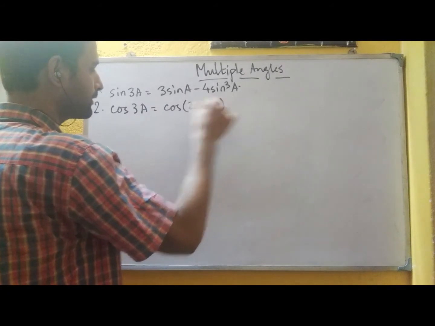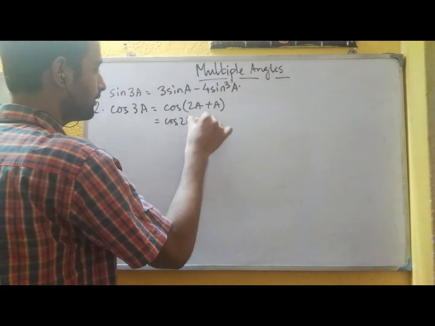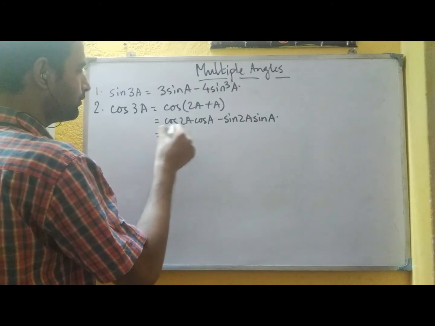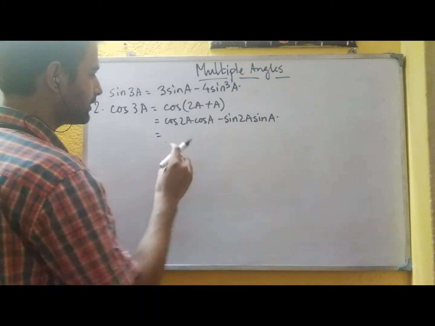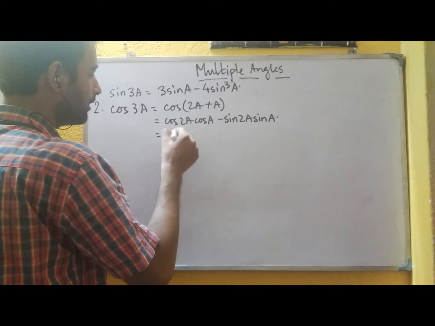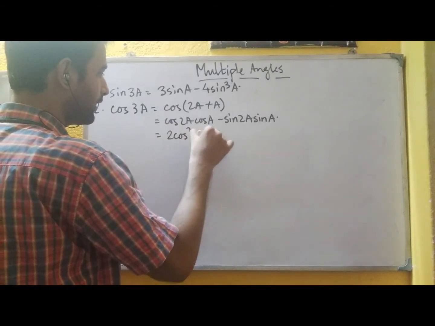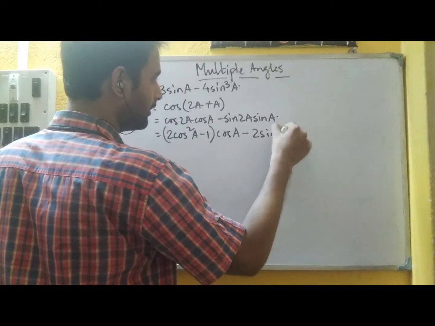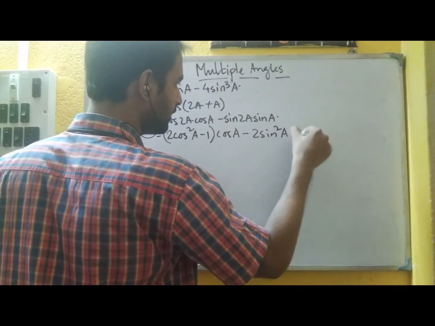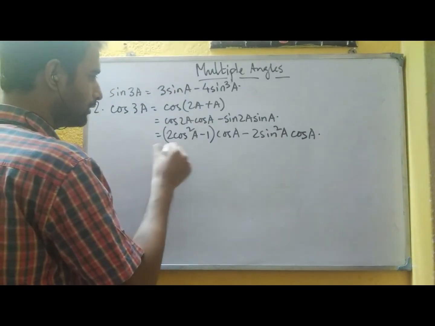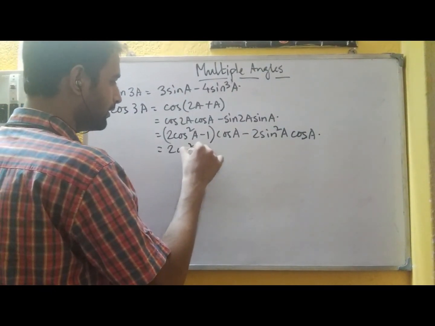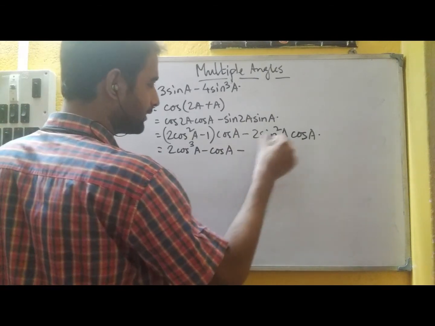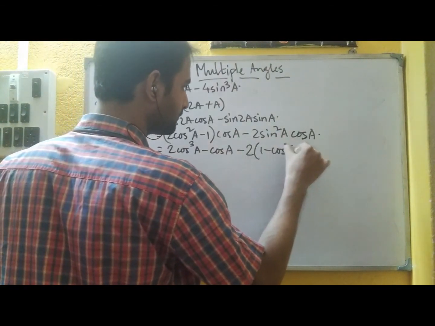in the same way it will come like this: cos 2A cos A minus sin 2A sin A. So for cos 2A, since we have to express it in cos, we can write it as (2 cos square A minus 1) into cos A. And here it is 2 sin A, and due to this sin we can write it as sin square A into cos A. So after multiplication we will get 2 cos cube A minus cos A, and this sin square A we can write as (1 minus cos square A) into cos A.